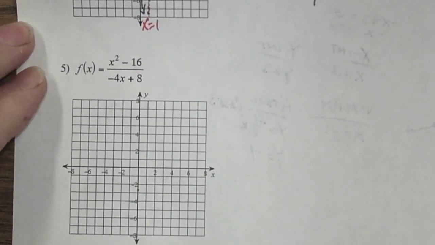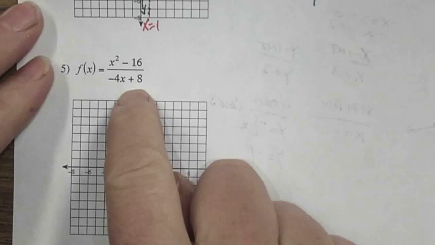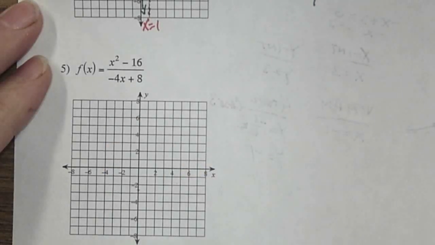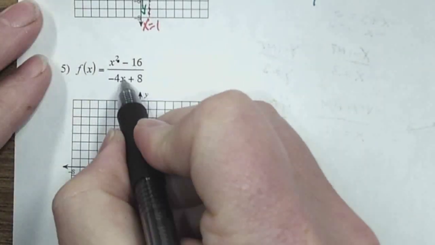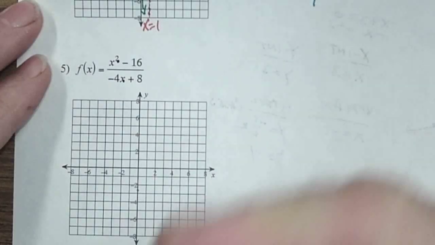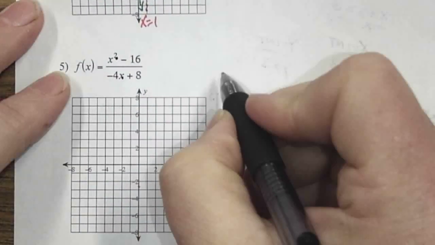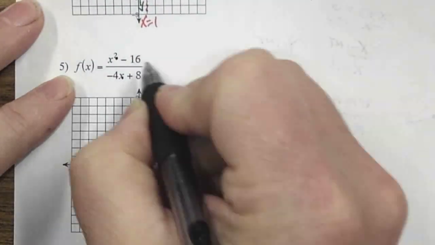Last one. Go Dodgers. Now, in this one, I happen to know, I believe, that there is a slant. Not horizontal, but slant. Well, this is case 2. Degree of the top bigger than the degree of the bottom. Case 2. No horizontal, but it is a slant. So we're going to do that.